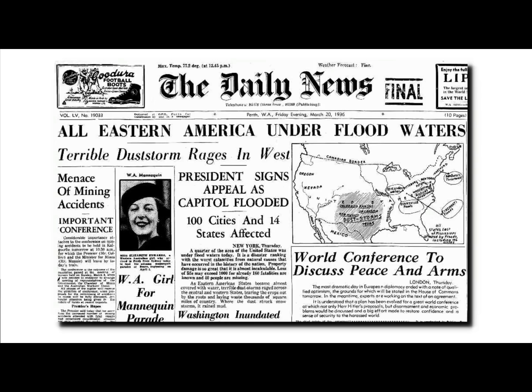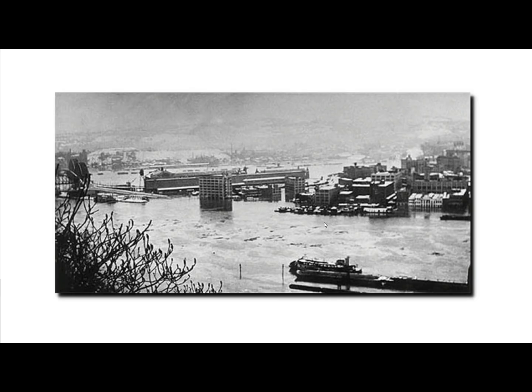You'd see this whole region was flooded, and there was a huge dust storm raging out in the west at the same time. This is a picture of downtown Pittsburgh on March 21, 1936. They were under 10 feet of water. My grandfather was in a business meeting that day in downtown Pittsburgh and had to be evacuated by boat.